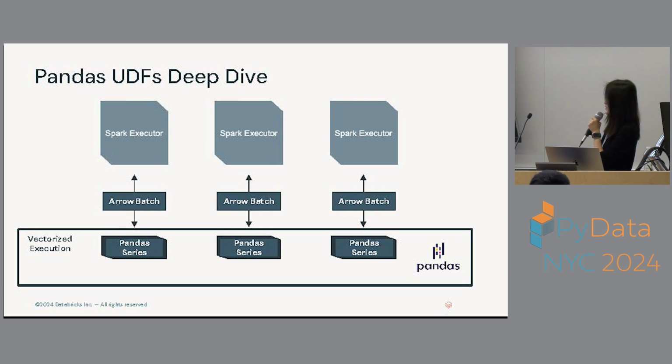And here's how pandas UDF works. They're also using Arrow to transfer the data between the JVM and the Python process. But unlike the regular Python UDFs, pandas UDFs allow you to apply vectorized computation directly using the pandas API.